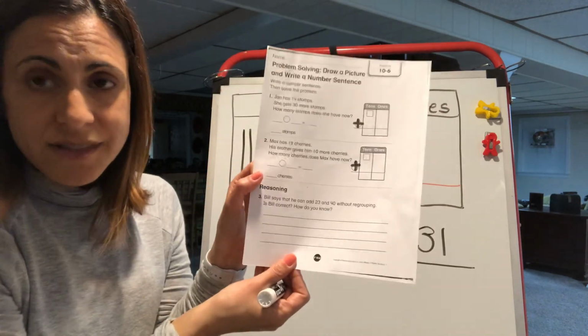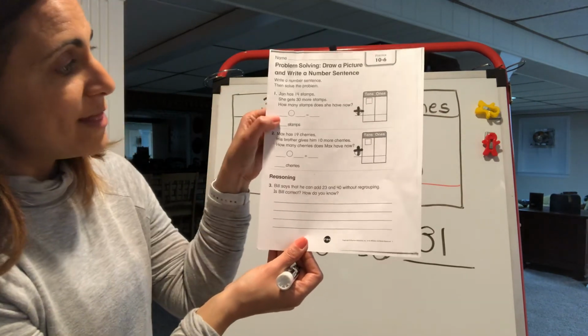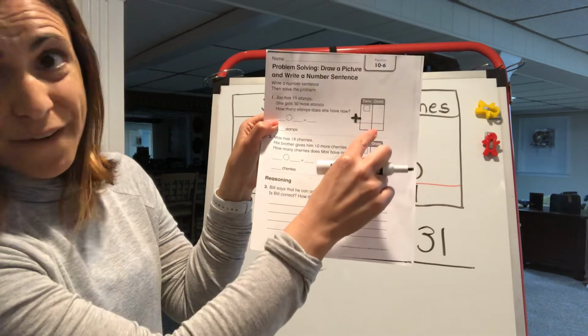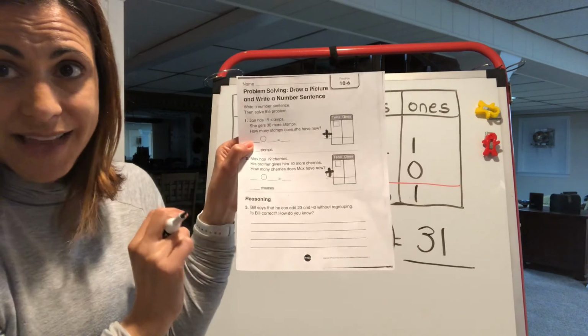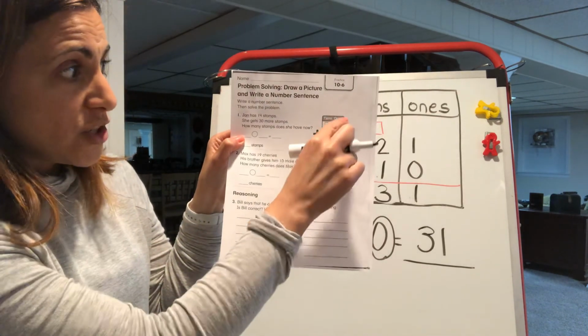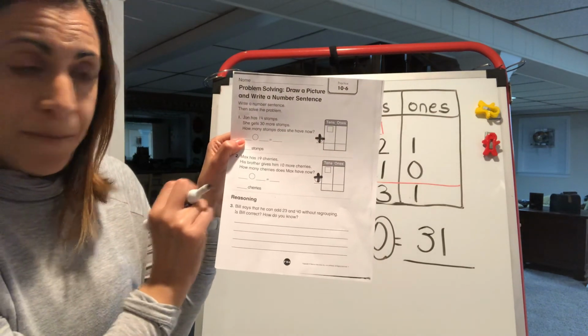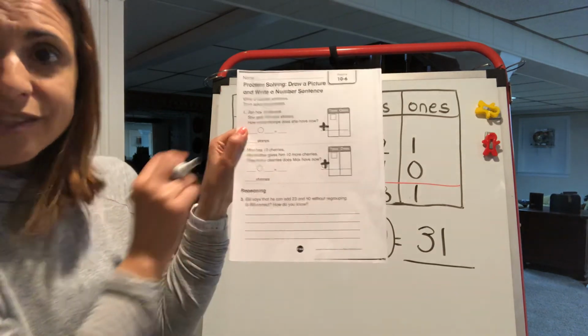Read the problems, think about those numbers, write the number sentence down, write it vertically. If you want to draw a picture, you can draw the picture on the side to help you. If not, just start with your 1s, add your 1s first, then your 10s, and fill in your answers.